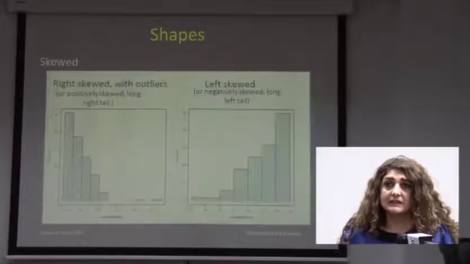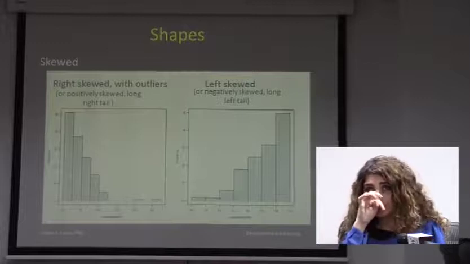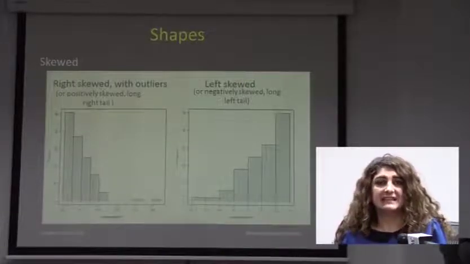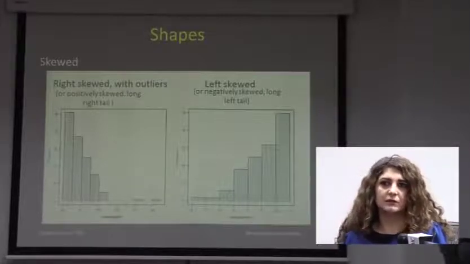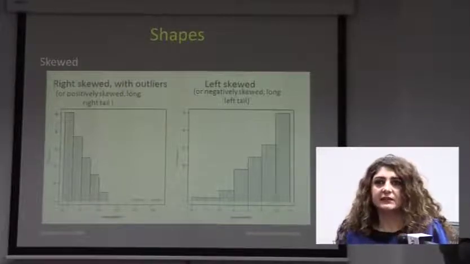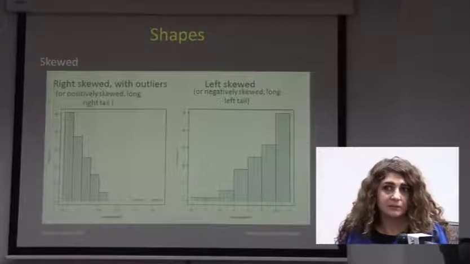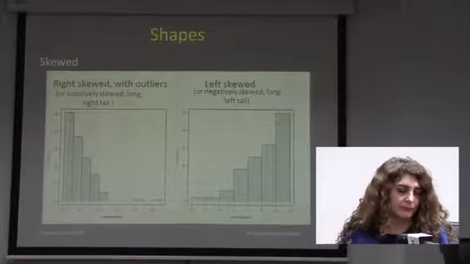We have non-symmetrical shapes that are also specific shapes, like for example skewed data. Whenever the histogram has a tail and it's not equal tails, I have one tail that is really longer than the other, I say I have a skew in the data. Now if the tail goes to the right, I call this a right or a positive skew. If the tail goes to the left, I call this a left skew.